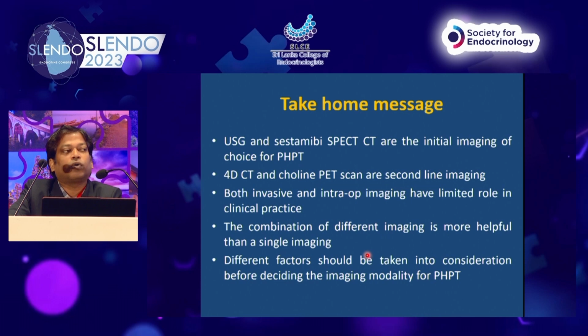So the final message is that ultrasound and systemic MIBI SPECT-CT are the initial imaging of choice for primary hyperparathyroidism. 4D CT, 4D MRI and choline PET scan are second-line imaging. Both invasive investigations and intraoperative imaging have a limited role in clinical practice. The combination of different imaging is more helpful compared to single imaging. And different factors will be taken into consideration before deciding the imaging modality for hyperparathyroidism in particular patients.